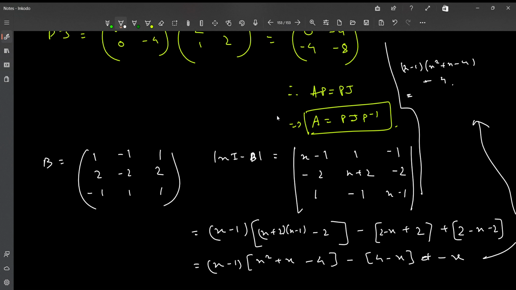This will eventually, am I doing it correct? This is a very long calculation. So this is x cubed plus x squared minus 4x minus x squared minus x plus 4 minus 4. So this part cancels out, right? So what are you left with? You can take x common outside. So you have x squared plus x, x squared plus x minus 4.